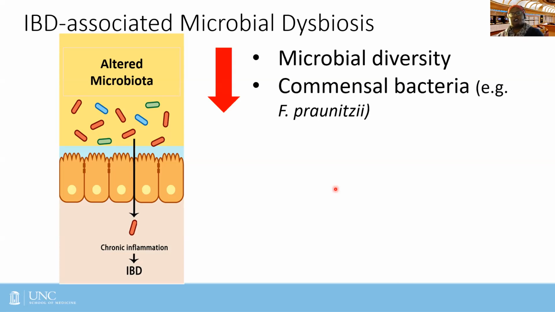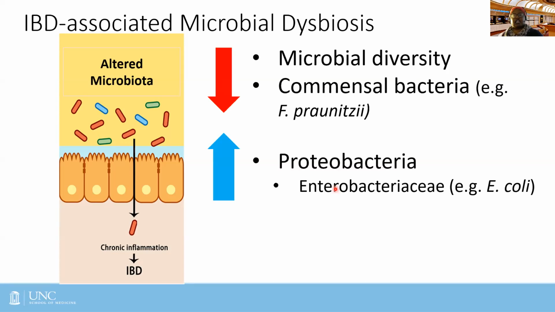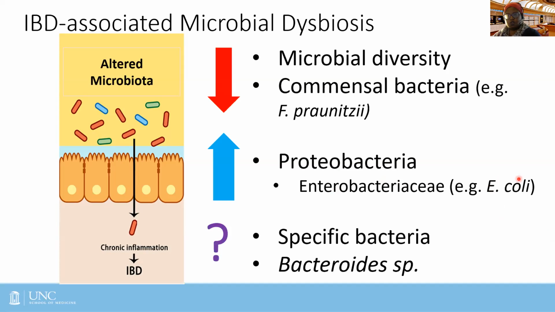We know that there's a loss in microbial diversity, which I will explain shortly, as well as a loss of commensal bacteria such as F. prausnitzii. We also see an increase in bacteria within the Proteobacteria phylum. In particular, we see an increase in the Enterobacteriaceae family, which is within the Proteobacteria phylum and includes pathogens such as E. coli. And sometimes, depending on the study, we see the presence of specific bacteria like Mycobacterium and Bacteroides species.